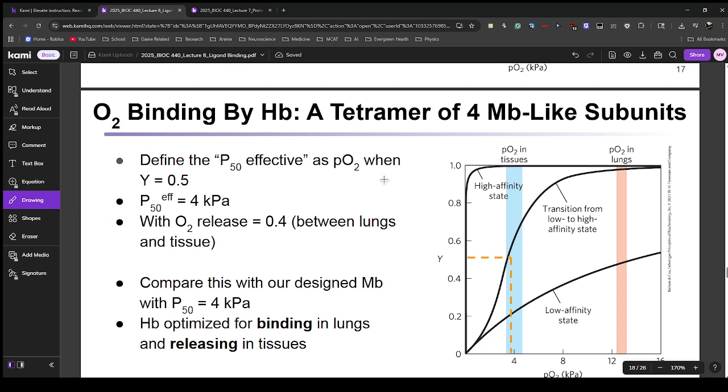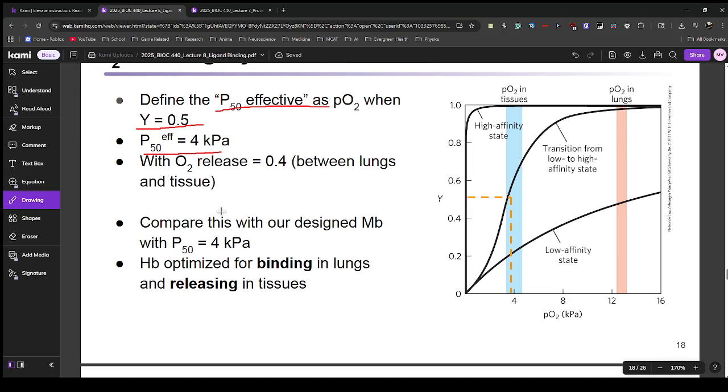So here we're back to this idea of P50, P50 effective. It's when occupancy is 0.5. In this case, it's 4 kilopascals. If we compare it to our design of myoglobin, where we altered the affinity so it's 4 kPa, like this version right here, it's not quite as good.